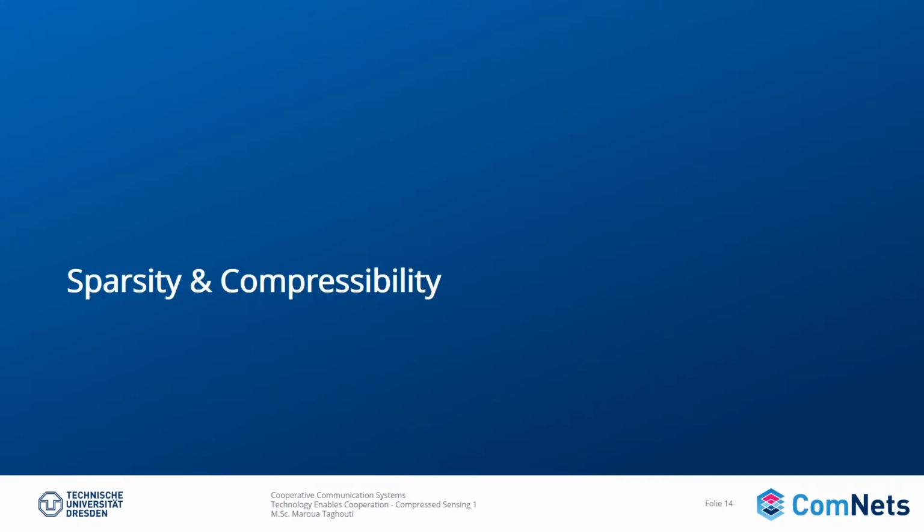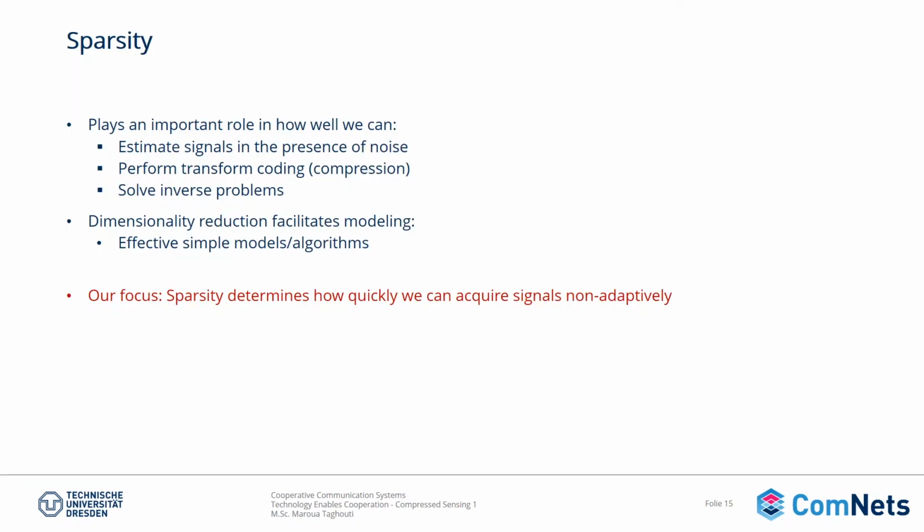Okay, so now we move to understanding the sparsity of a signal and also compressibility. This term seems to be interesting because we hear compressed sensing. Okay, so the sparsity plays a very important role on how we can actually estimate signals in the presence of noise. Those who are mainly interested in the signal processing field, they will see that sparsity is like the best thing that you could have.